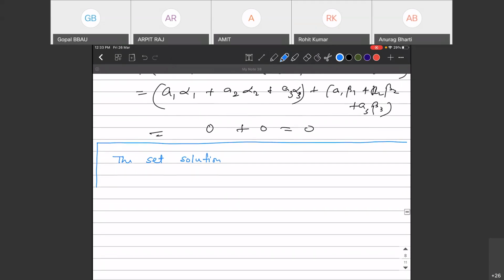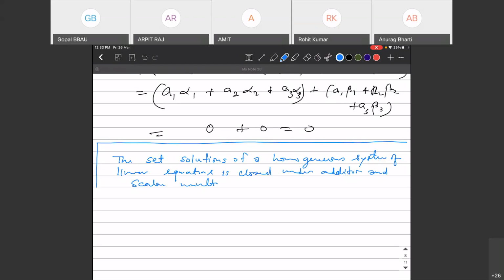So this property is called closed under addition and closed under scalar multiplication. This means the set of solutions of a homogeneous system of linear equations is closed under addition and scalar multiplication.